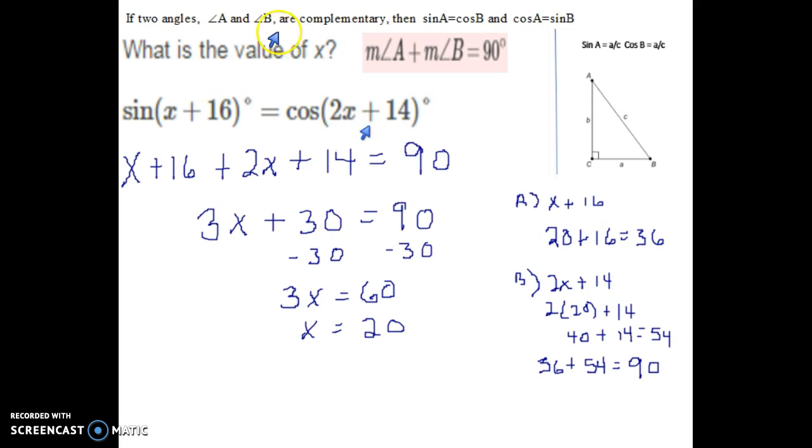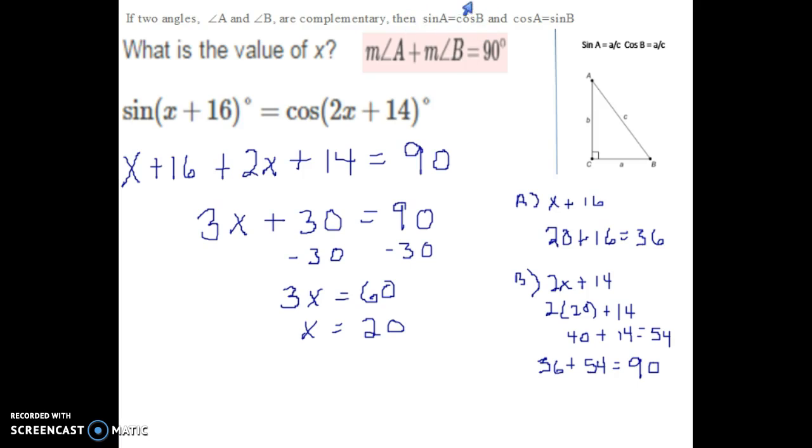So keep in mind, when you have a right triangle, we have angle C here is 90 degrees. So we know by the triangle sum theorem that angle A and angle B have to also equal 90 since all three angles need to equal 180, right? So the measure of angle A plus the measure of angle B is 90 degrees.